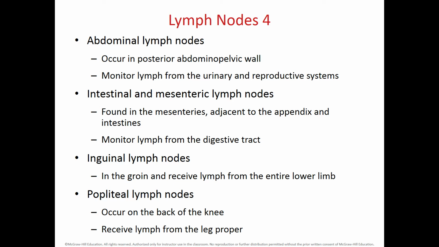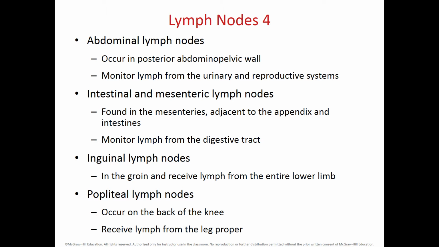The intestinal and mesenteric lymph nodes are located within a membrane called the mesentery that holds the intestine to the back wall of the abdominal cavity, and they are adjacent also to the appendix, which is one of the first regions of the large intestines, and are also located within regions next to the intestines. They help to cleanse the lymph from the digestive tract.